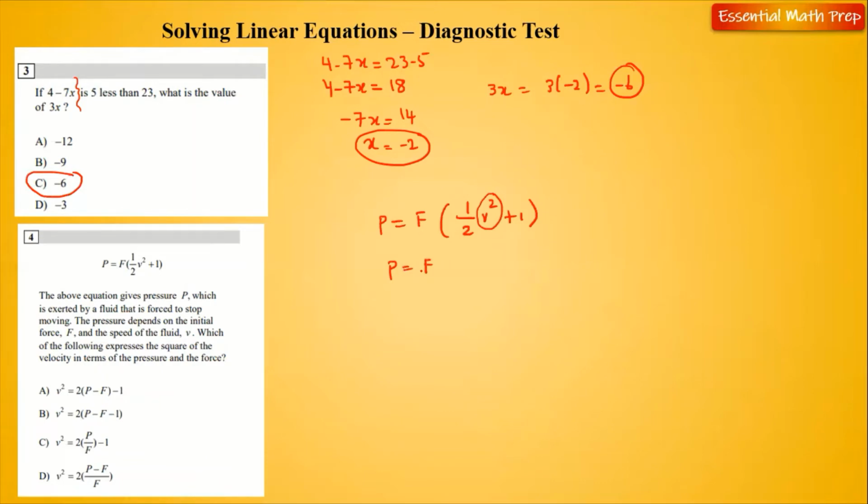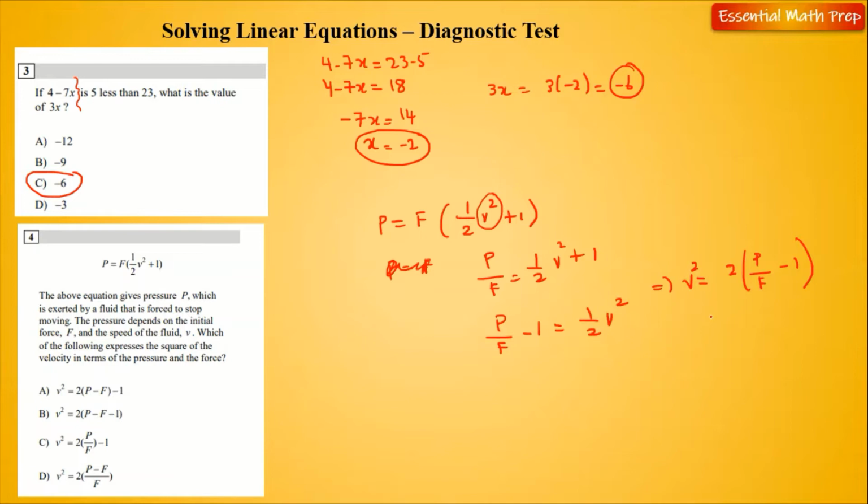I guess you can divide by F first, which would get rid of F. So P over F equals 1/2 V squared plus 1. Now you can add -1 on both sides. So P over F minus 1 equals 1/2 V squared. So V squared would be multiplied by 2 on both sides. So it'll be 2 times P over F minus 2, equals V squared, right?